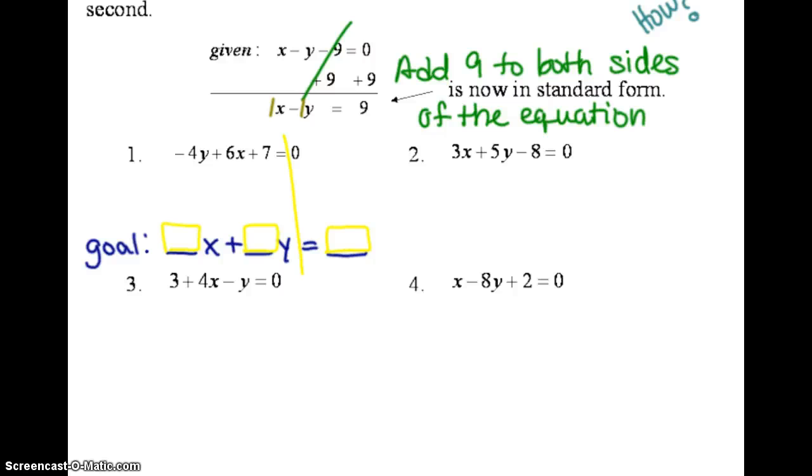Well, what's in front of my x? What coefficient is in front of my x? There's my x. Oh, it's the number 6. It's a positive 6, so I put positive 6 in the first box. Where's my y? There it is. And in front of my y is a negative 4. I drop that down in the next box.